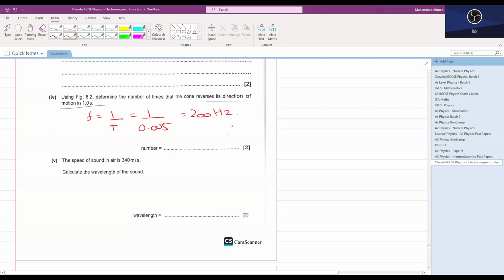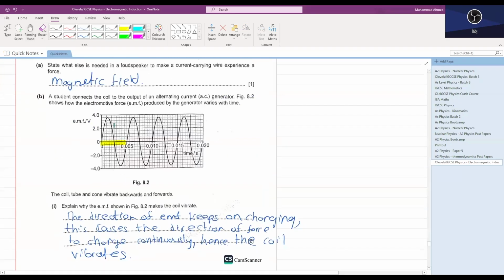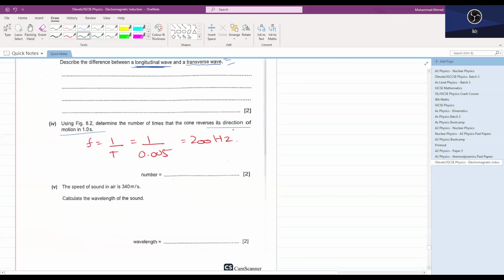But please don't write this as your answer. Because can you see, in one wave, the direction is first of all positive, then it becomes negative. So if one wave is completed, that means your coil or cone has changed direction two times. So if the frequency is 200, that means the direction change is what? 200 into 2, that is 400 times. There comes your answer.